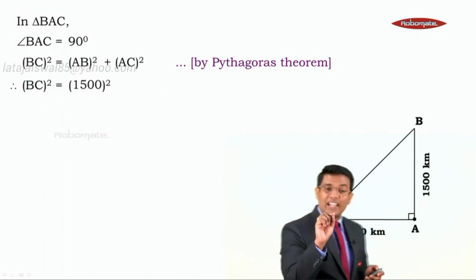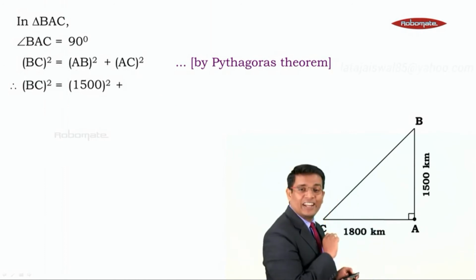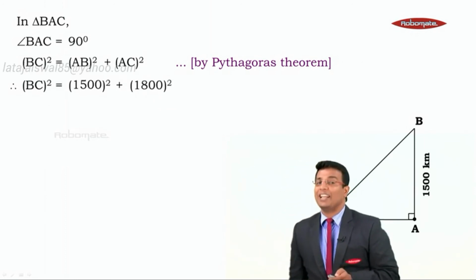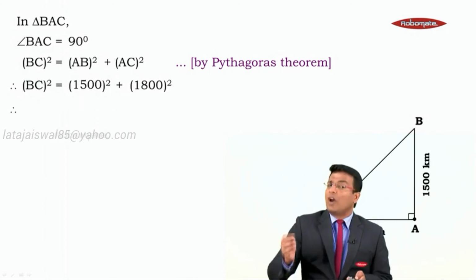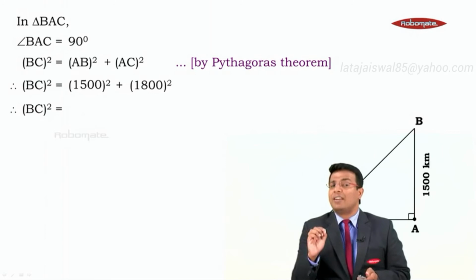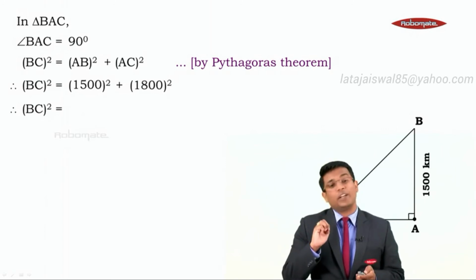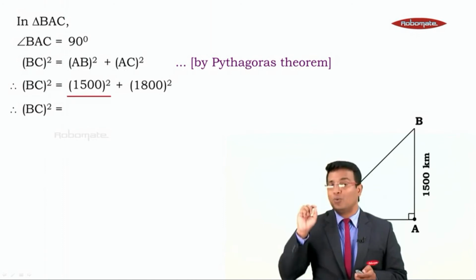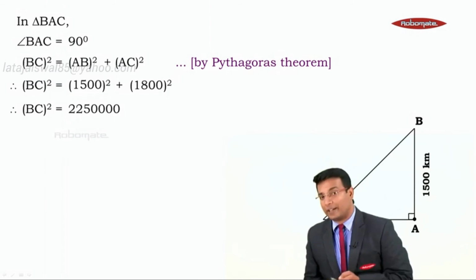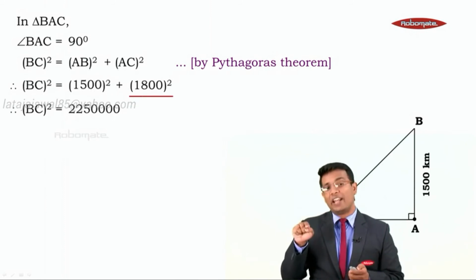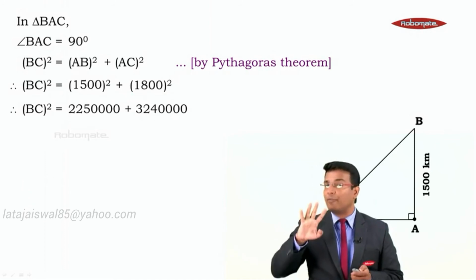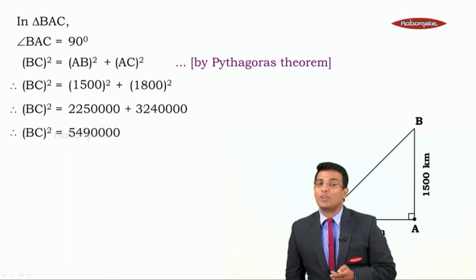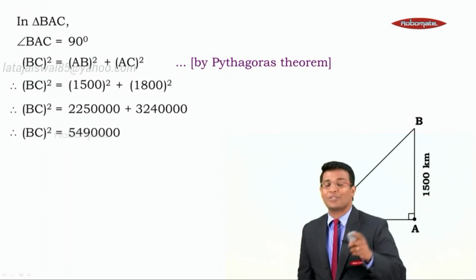Do we know the value of AC? Yes, that is 1800. So we substitute it, so it is 1800 square. Now we have to just solve it. It's a numerical calculation. So BC square is equal to 1500 square. What is 15 square? It is 225 and 2 zeros. For the square we get 4 zeros, so it will be 225 and 4 zeros after that. Plus, for 18, we take the square of 18, which is 324 and 4 zeros after that. Now we add it, so we get BC square is equal to 549 and 4 zeros after that.